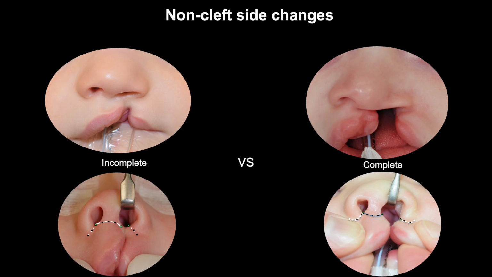And this is what it looks like in real life. On the left is a patient with an incomplete cleft, and on the right, a more severe complete cleft. If you look at the filtral height on the non-cleft side, you can see that it's taller in the more severe complete cleft. You can see that the nostril is more constricted with greater severity, and the tip defining point on the non-cleft side is more defined in the more severe cleft.